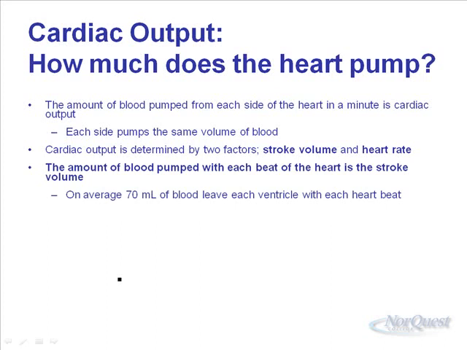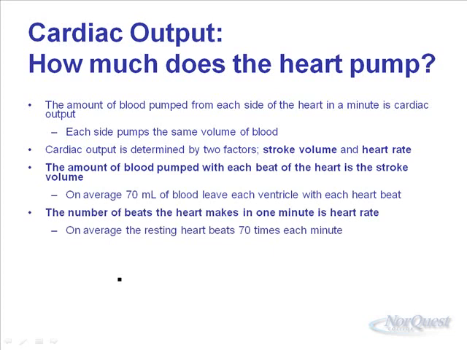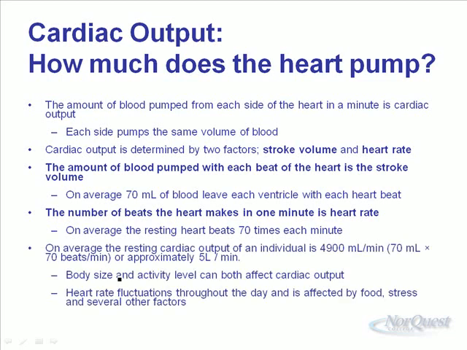On average, that's about 70 milliliters, depending on the size of the person, the size of the heart. An average person just at rest, sitting around, not doing very much, has an average heart rate of 70 beats per minute. So every time the heart beats, it pumps 70 milliliters of fluid. It does that 70 times in 1 minute. So if we multiply the two numbers together, we get an average of about 4,900 milliliters per minute, which we're just going to round off to 5 liters per minute.